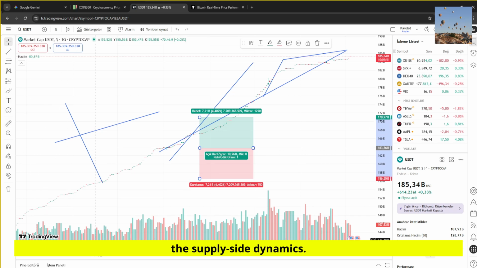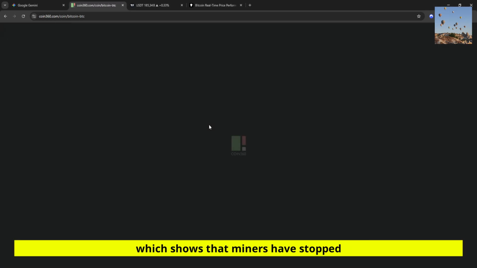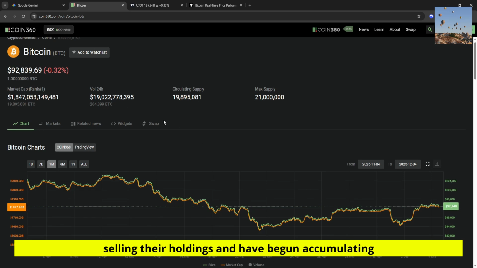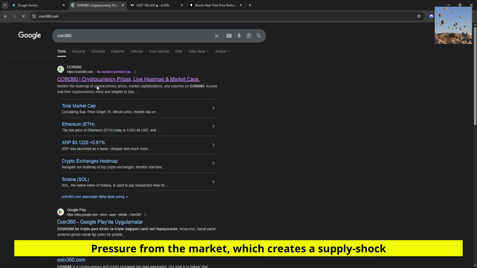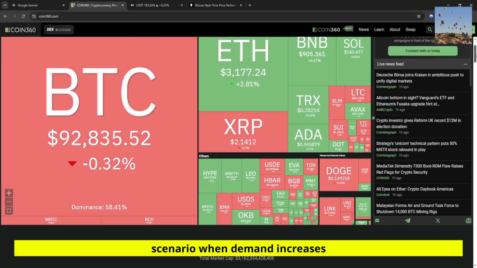Regarding the supply side dynamics, we must analyze the Bitcoin miner reserves metric, which shows that miners have stopped selling their holdings and have begun accumulating again, effectively removing a massive amount of selling pressure from the market, which creates a supply shock scenario when demand increases.